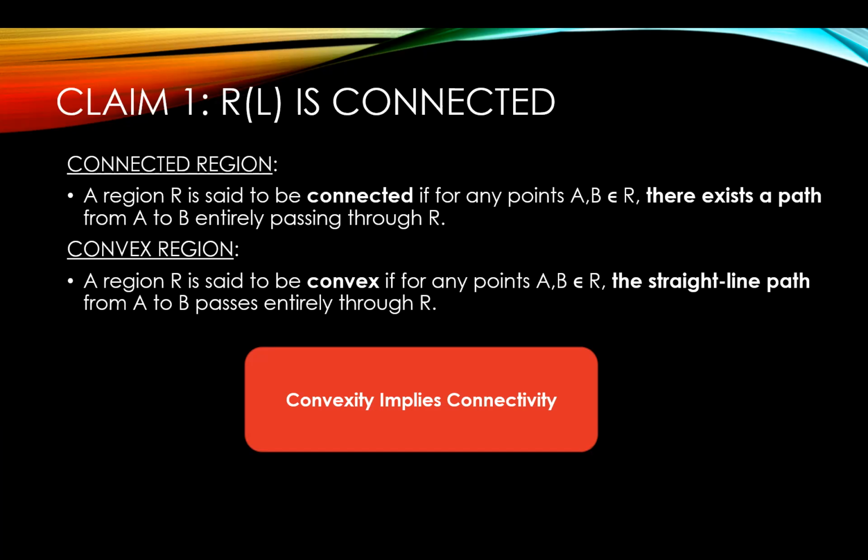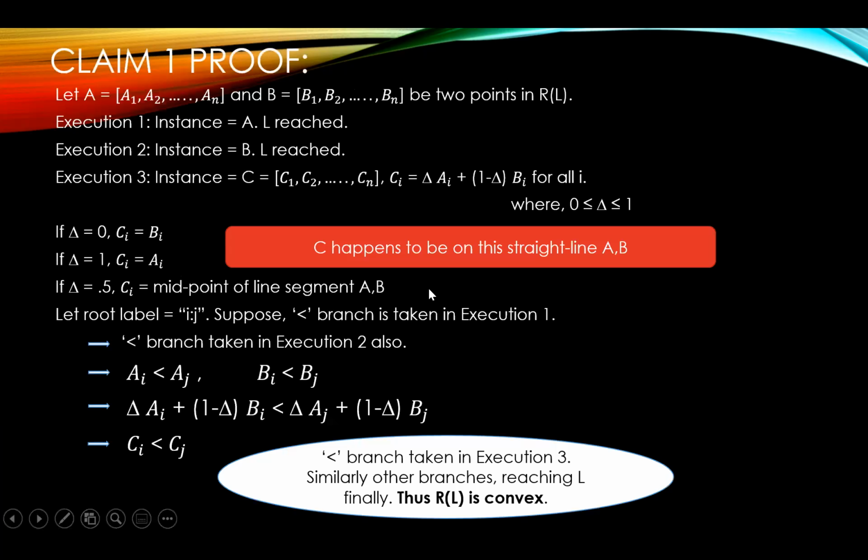A few examples of convex objects are the cube and the sphere, and a few examples of objects which are connected but not convex are kidney-shaped or torus-shaped objects.